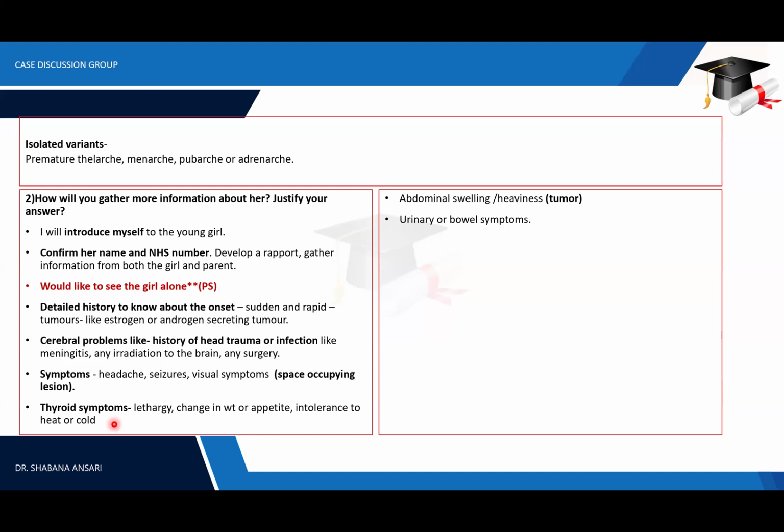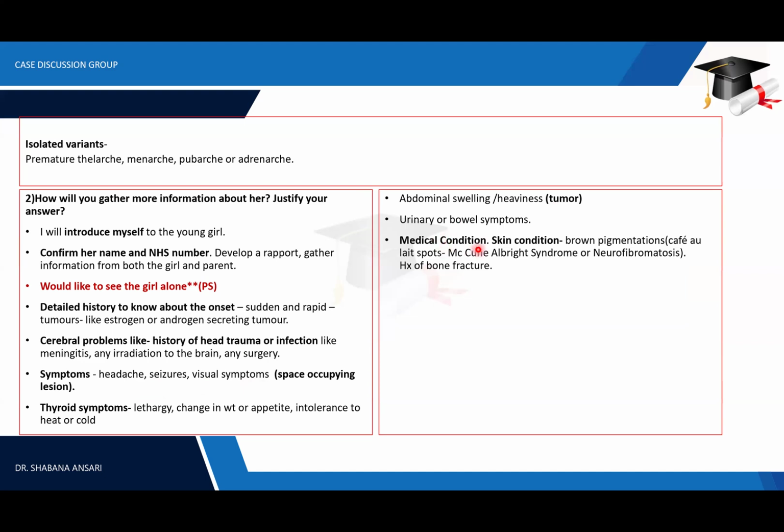Thyroid symptoms like lethargy, any change in weight or appetite, any intolerance to heat or cold. And if there is any abdominal swelling or heaviness, because it can be because of any tumor like adrenal tumor, urinary or bowel symptoms, any urinary infection, then medical history.